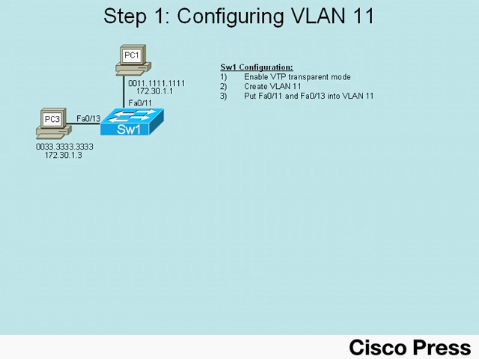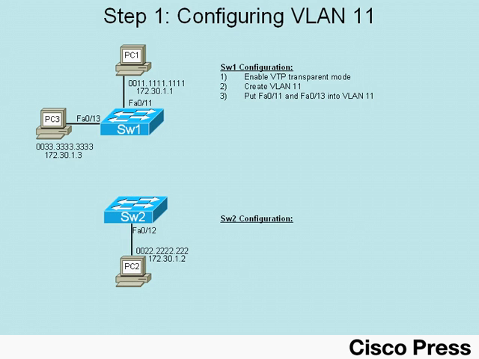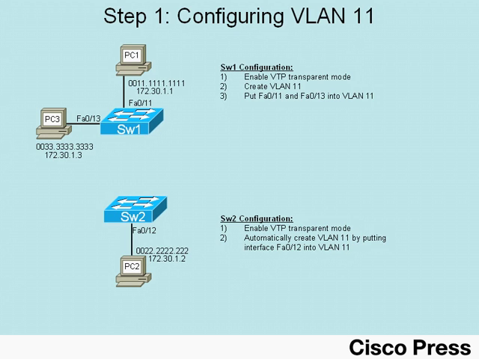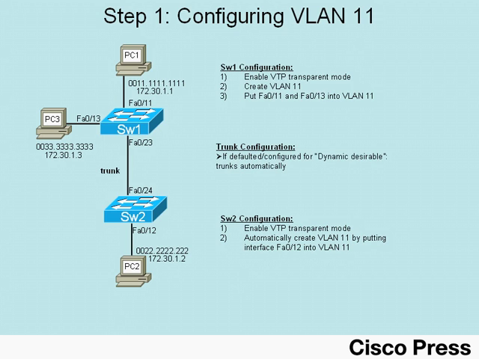Next, step 1 shows the same process on Switch 2, except we'll use a shortcut. On Switch 2 we'll configure the VTP mode to be transparent as well, but instead of first creating the VLAN 11, we're going to just put the interface there, FA0/12, into VLAN 11. Then Switch 2 will automatically create VLAN 11. Also note that Switch 1 and Switch 2 will use an 802.1q trunk between themselves. The second part of this video lab covers how to configure 802.1q trunking.